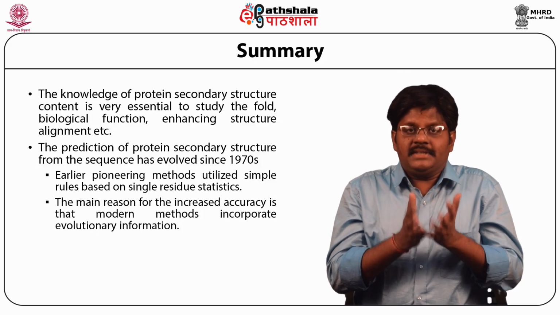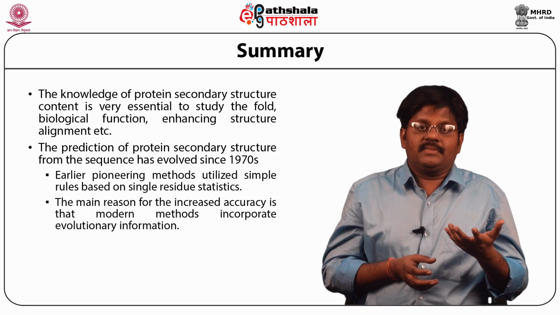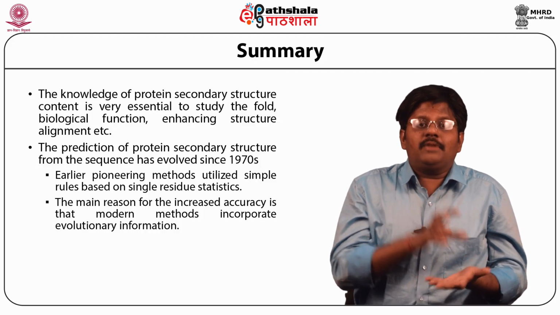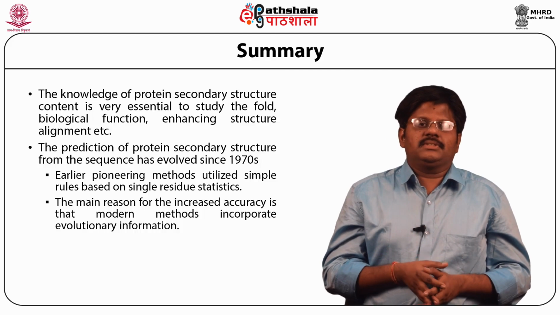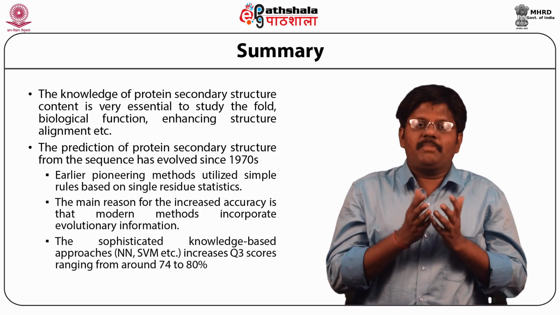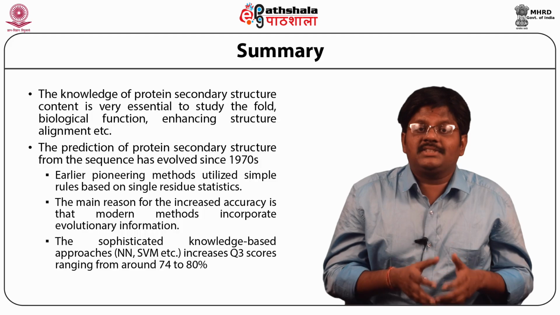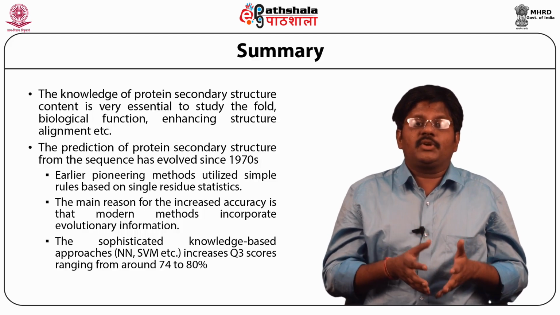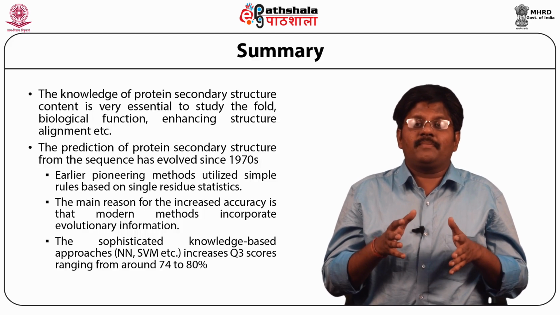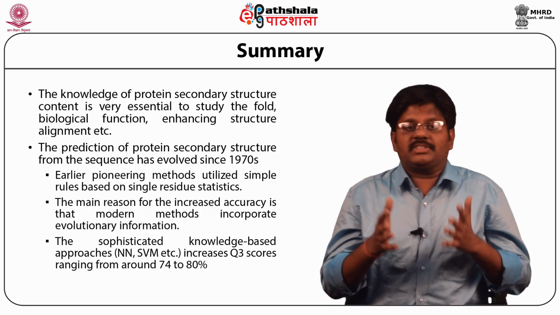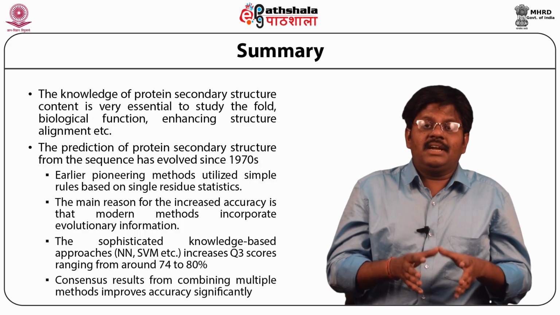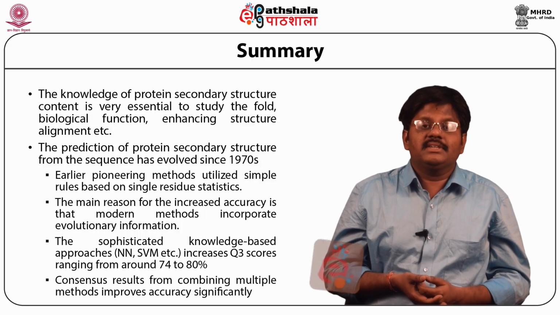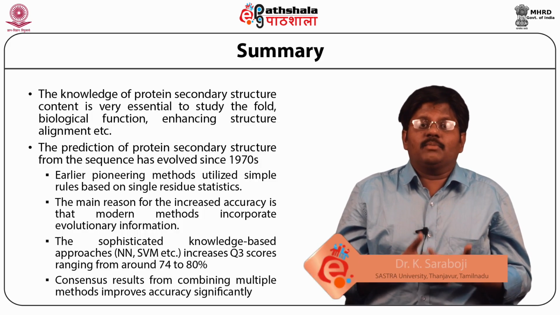The main reason for the increased accuracy in predicting secondary structure in the modern methods is the incorporation of evolutionary information. The sophisticated knowledge-based approaches, such as those utilizing neural network based methods and support vector machines, increase the Q3 scores in the range from 74 to 80 percent. And consensus results from combining multiple methods always improve the accuracy significantly, and this was recommended most of the time.